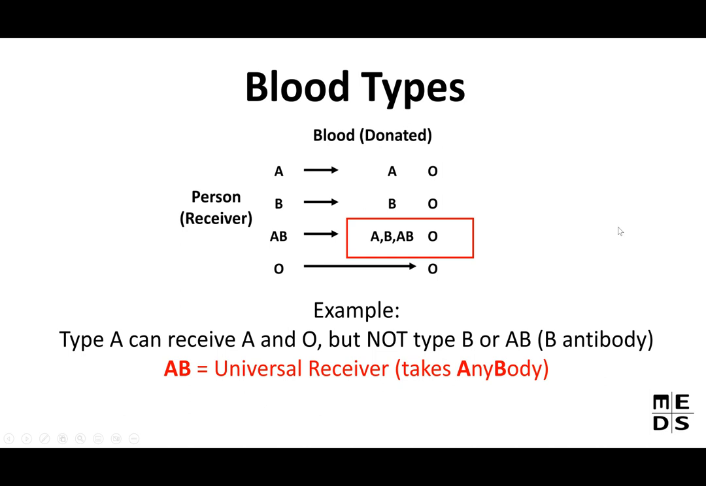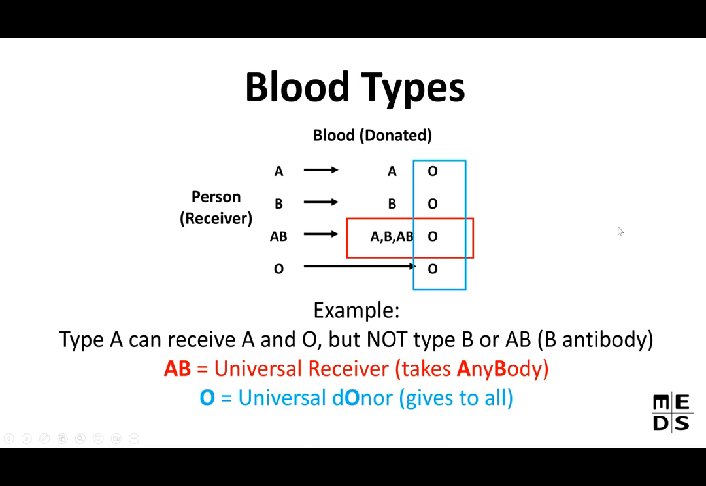And then we're going to have the universal donor. As you can see, the donor is being given to everyone. It's given to A, it's given to B, AB, and it's given to itself. So I'm going to say this in another way on the next slide.